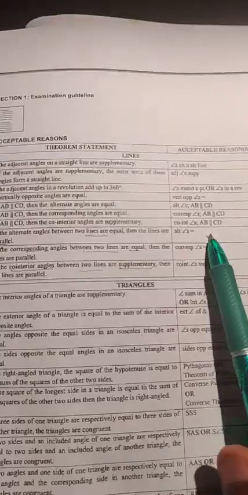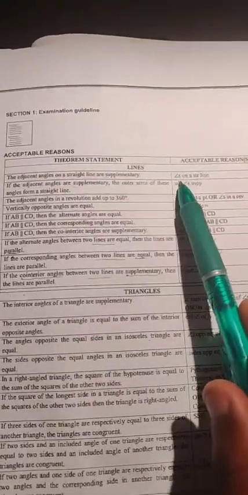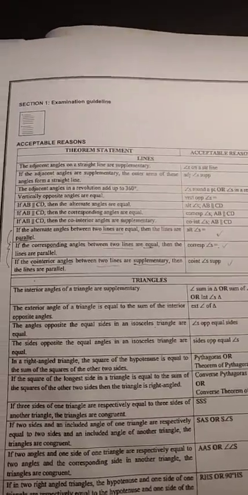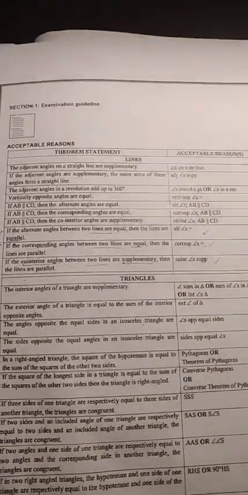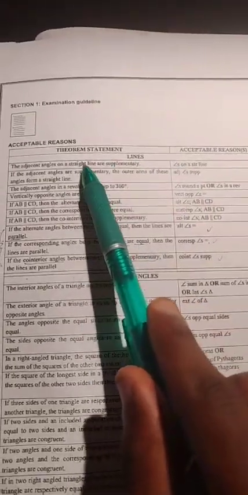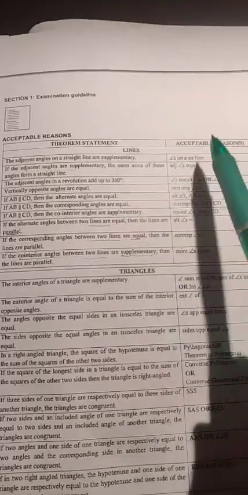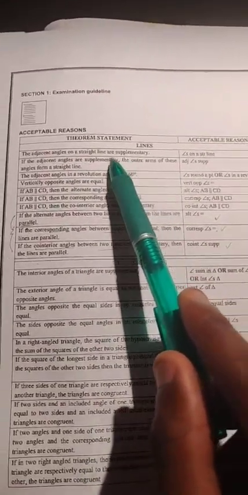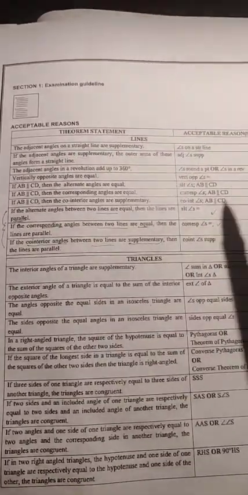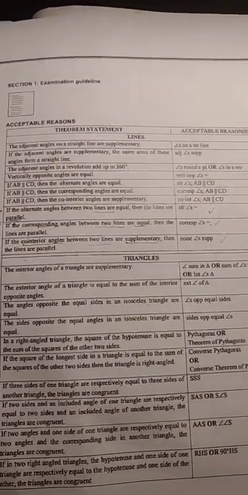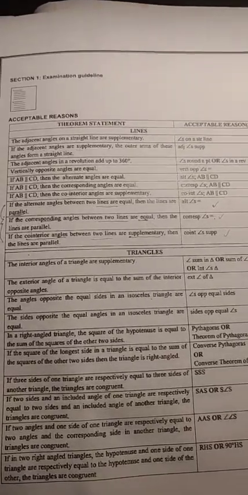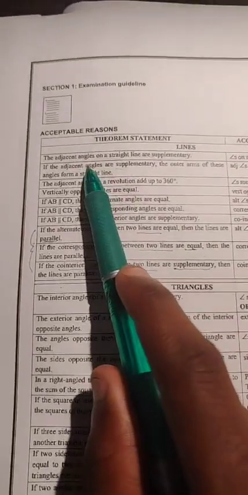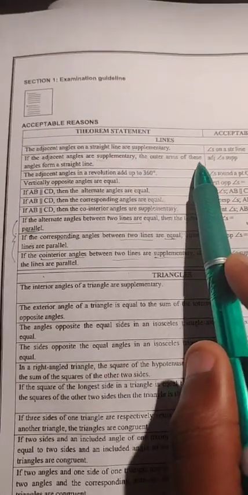Then the acceptable reasons, please guys, I've covered these ones. If you go to my YouTube channel, the first video I did on Euclidean geometry basics already covers angles on a straight line, which we use whenever we want to find a missing angle for angles lying on a straight line. This second reason I explained as well: we use it whenever we are asked to prove that a line is straight. Not all lines are straight, and sometimes they can ask you to prove it. Look at this: if the adjacent angles are supplementary, the outer arms of these angles form a straight line.